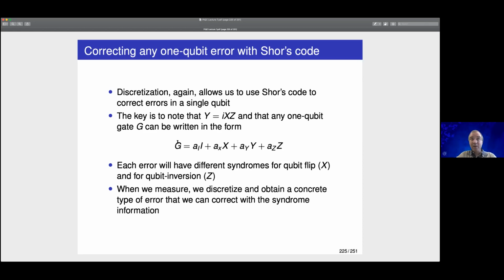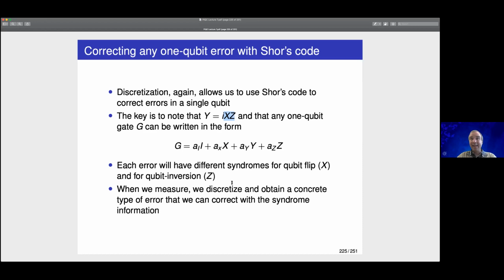operation on one of the qubits, a general one qubit gate that occurs without us wanting it on one of the qubits. We know that this gate can be expressed as a linear combination of the identity, the X gate, the Y gate, and the Z gate, okay? So it's a linear combination of errors that we know: no error, which we do not have to protect against, error of qubit flip that we know how to protect against, error of phase inversion that we know how to protect against, and then this Y error, which is a combination of the phase inversion and the qubit flip, okay?